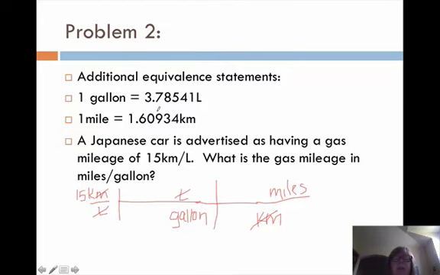How many liters in a gallon? Well, 3.7854 liters is in a gallon, and then 1 mile is defined as 1.60934 kilometers.